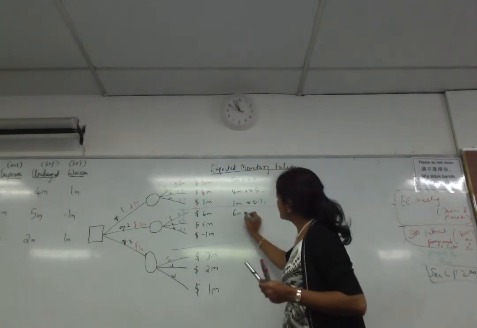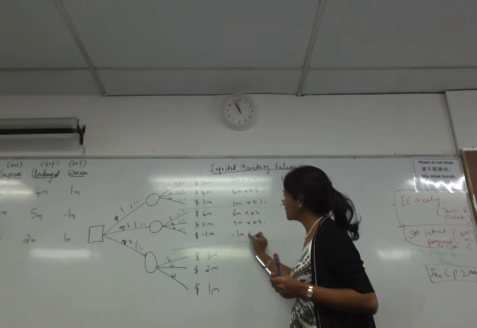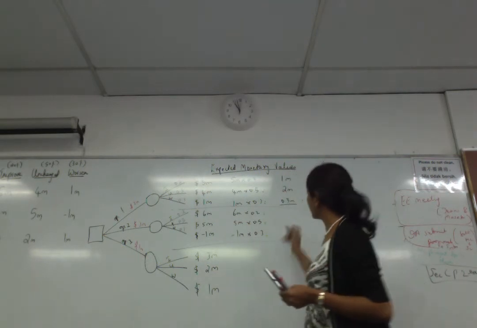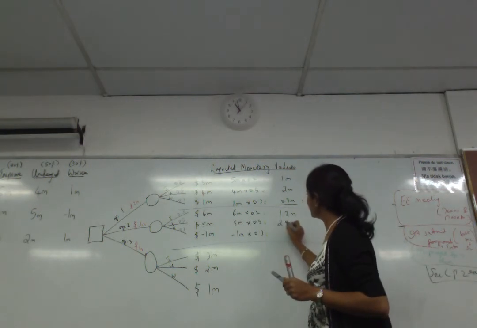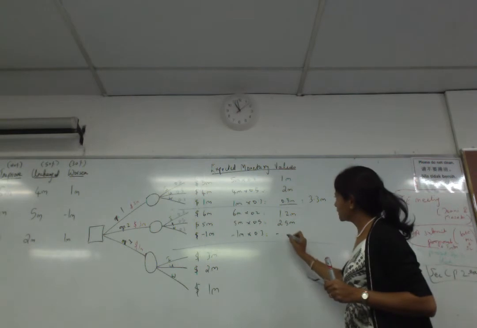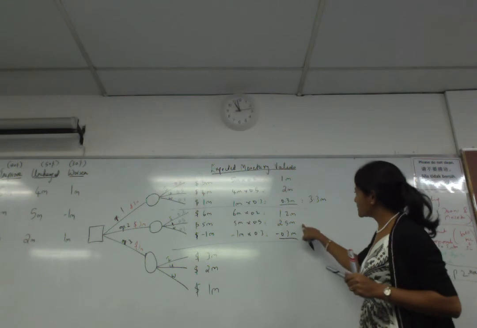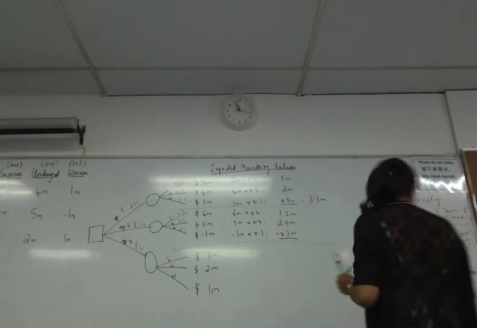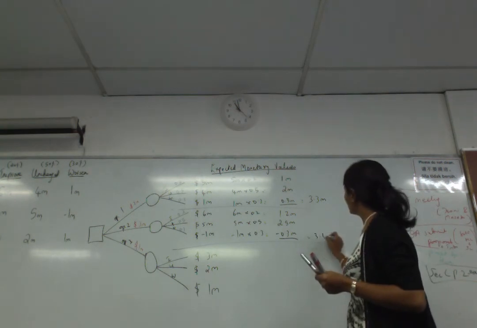Likewise, you do 6 million times 0.2, 5 million times 0.5, and -1 million times 0.3. Sometimes students forget to write the negative sign. You have to be very careful. So that's going to give me 1.2 million, 2.5 million, and -0.3 million. I'm going to add all of that. 3.7 minus 0.3 would be how much? 3.7 minus 0.3 would be 3.4.